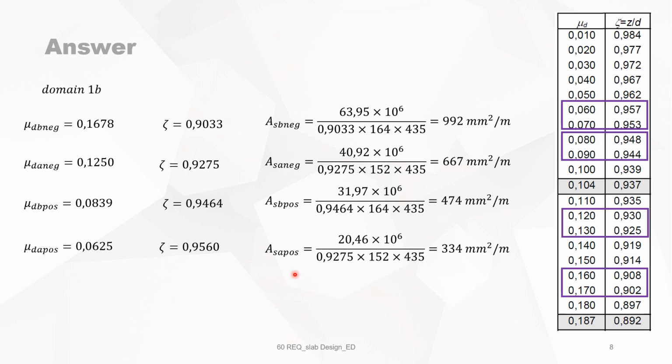Now, one can wonder, why are we calculating the zeta? In previous videos, we used zeta as 0.9. Don't make a mistake with it. For yield lines, we use zeta equals 0.9 because this is an upper bound method. And for equal bending, which is a lower bound method, we have to calculate the lever arm according to the concrete tables.